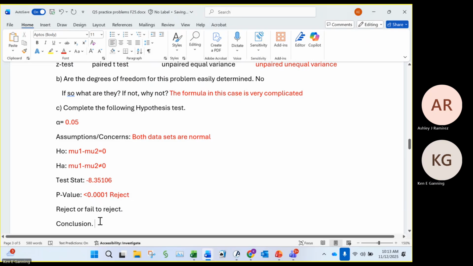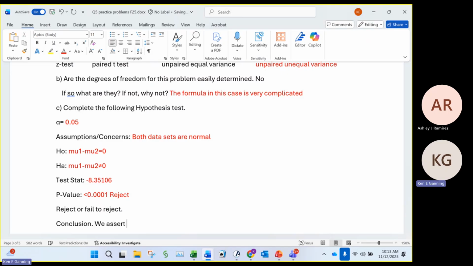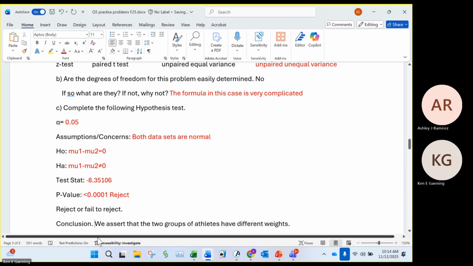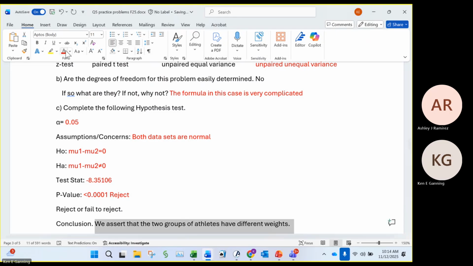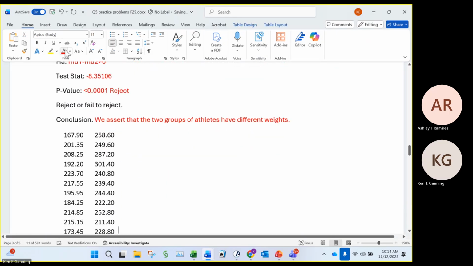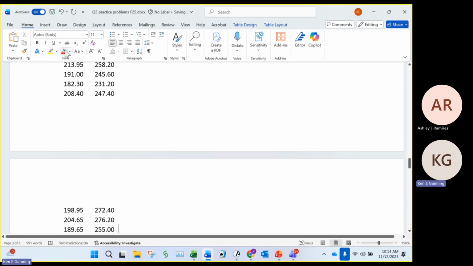Conclusion. We assert that the two groups of athletes have different weights. And there are the data.